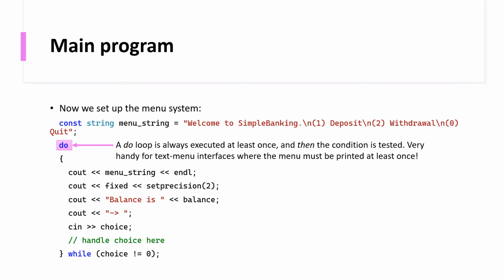So we're going to cout our menu string. We're going to cout fixed and set precision to 2 to make sure that balance gets printed in currency format. Balance is balance. I probably should have put a $ sign in there. And then we print a little arrow indicating that it's time for the user to make their choice. Then we cin the choice and we handle the choice here. And we're going to do this while choice does not equal 0. So as soon as they choose option 0, we quit the program.